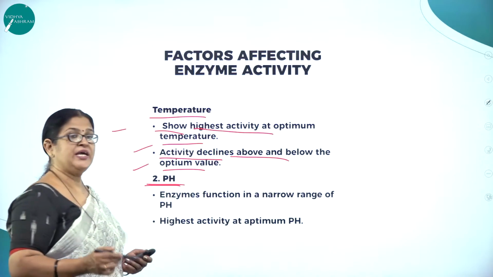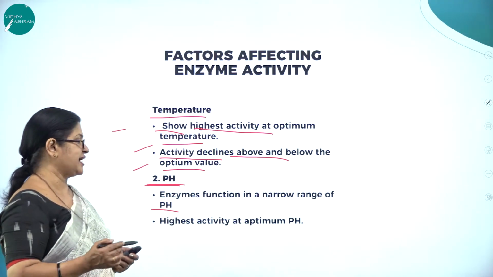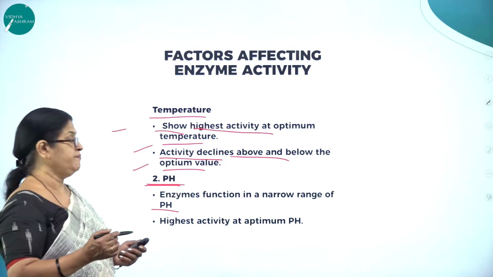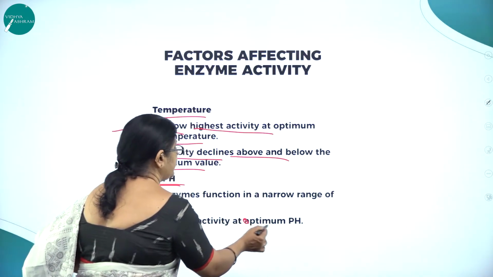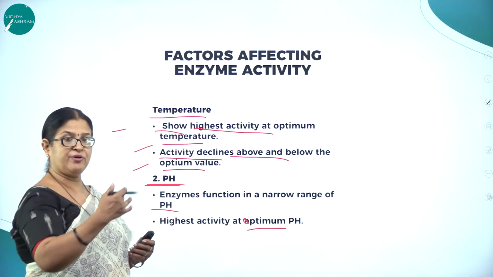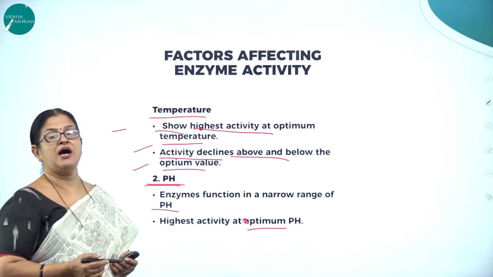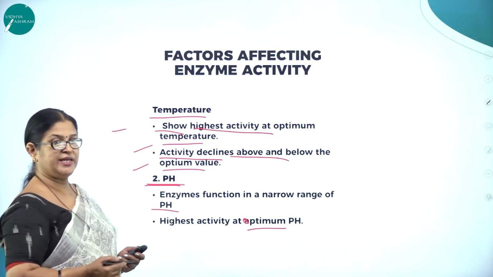Next, pH. Enzymes always function in a narrow range of pH. Highest activity at optimum pH. So the optimum pH. So in optimum pH, the activity will be more. Below that narrow range of pH, it will not work. So temperature and pH have a great role to play in the enzyme activity.